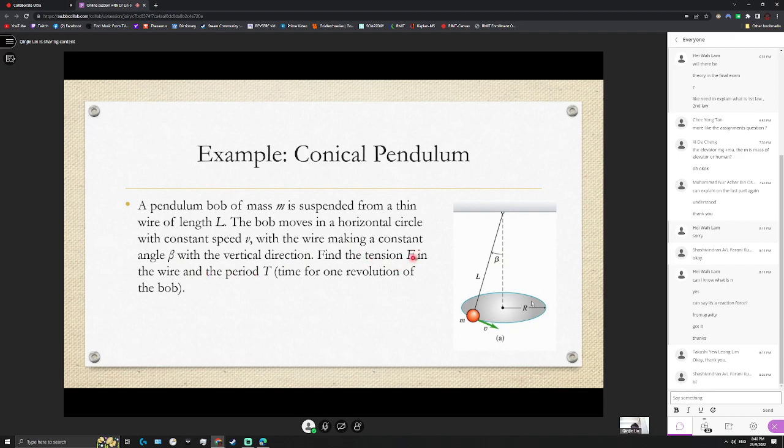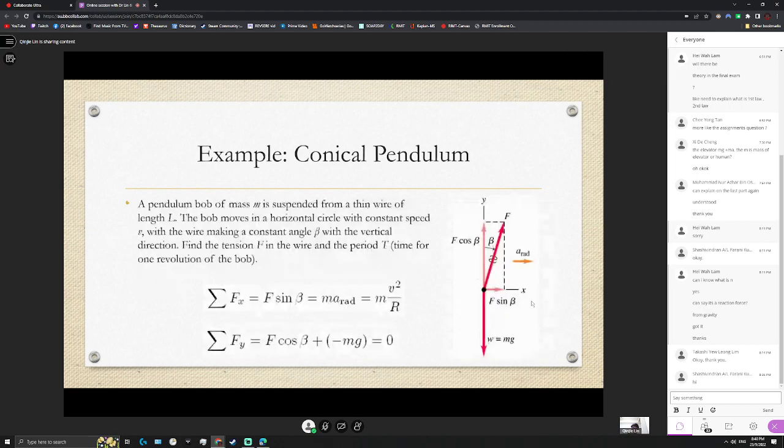Tension, now they use F. Usually we use T, correct? But tension is also a force, so you can use F. But why do they use F now? Because T, they also want you to find the period, which is the time to go one round. So it's a force question, there's force involved. So you have to draw a free body diagram.